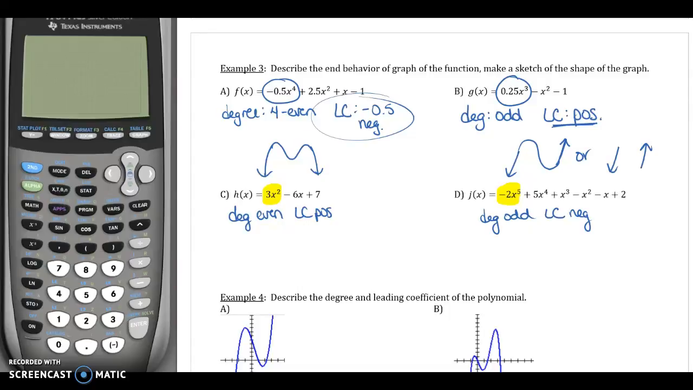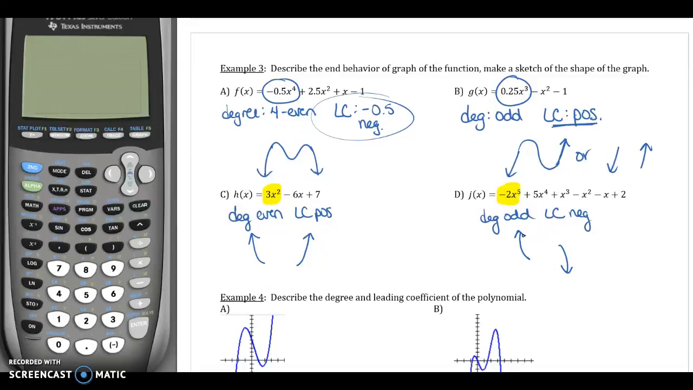So on C, the leading coefficient is positive, so the right side goes upward. The degree is even, so the left side has to do the same. In D, the leading coefficient is negative, so the right side goes downward. The degree is odd, odd opposite, so the left side is going to point upward.